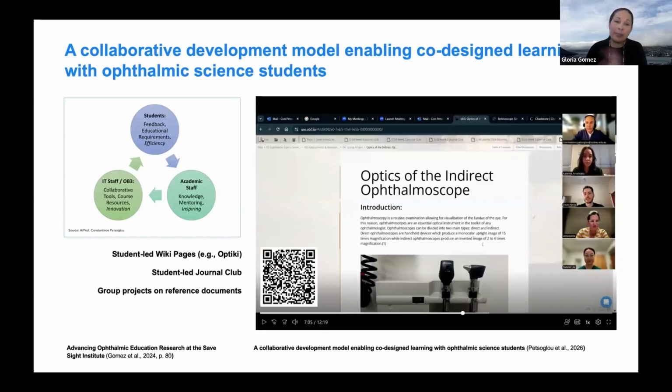So I will give you a minute to capture the QR code. Just a few seconds.